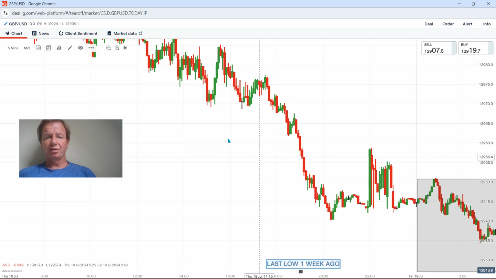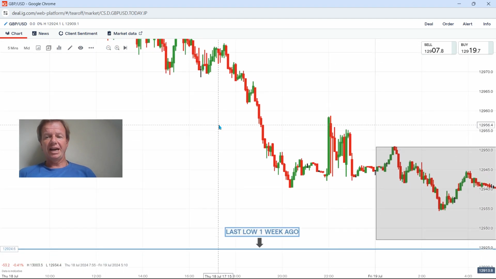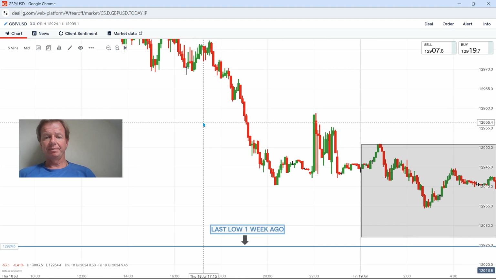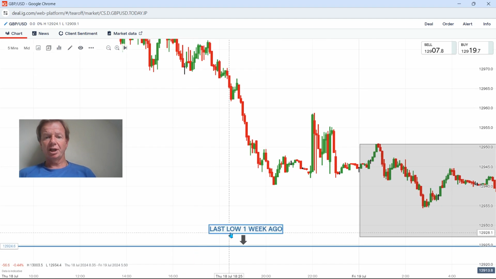But I did trade on Friday. And this is where my bias came in, because I was looking at the last low, which was a week ago. And for some reason I had in my mind, well, it's not going to hit this low.